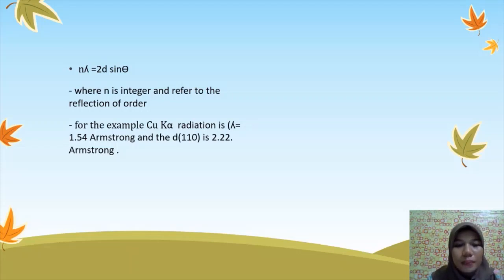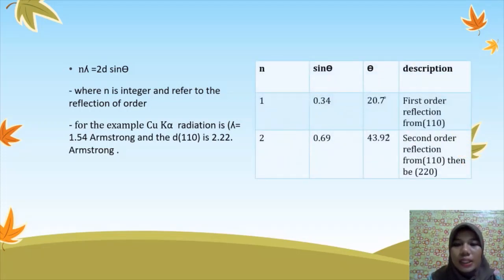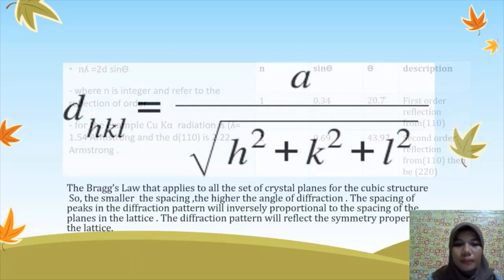For example, with Cu K alpha radiation, lambda is 1.5 angstrom and the spacing of 110 in meter is 2.22 angstrom. So this is the table that shows the order, example n, sin theta, theta, and the description.